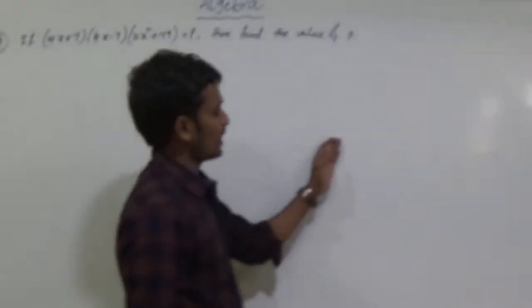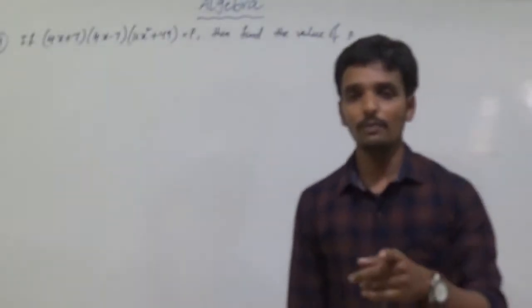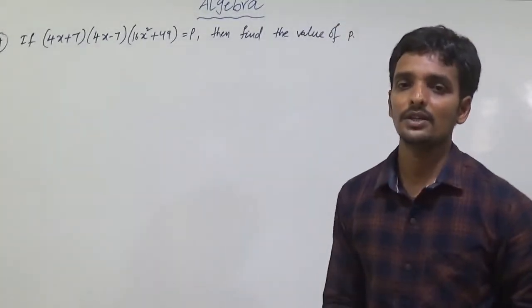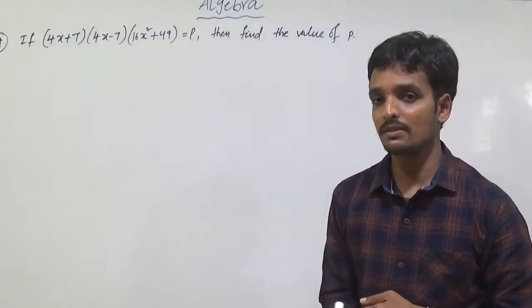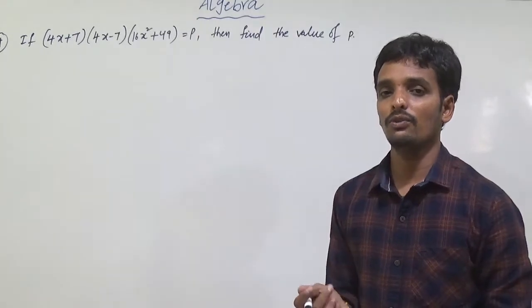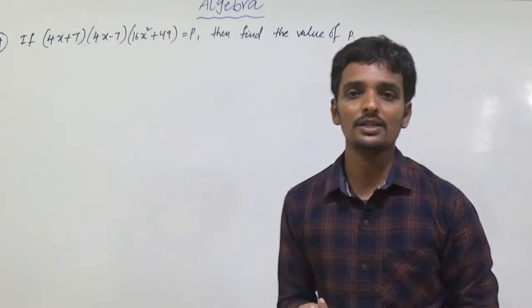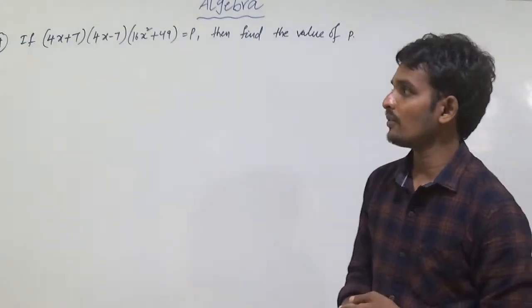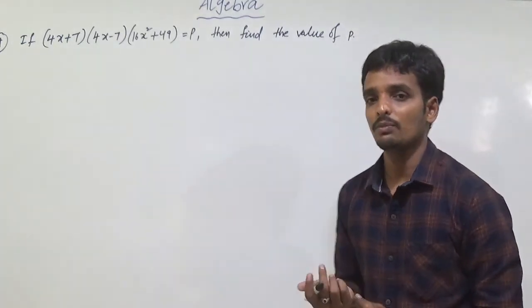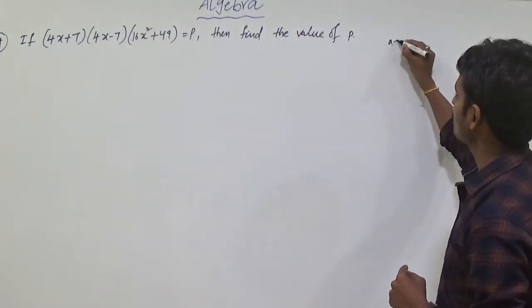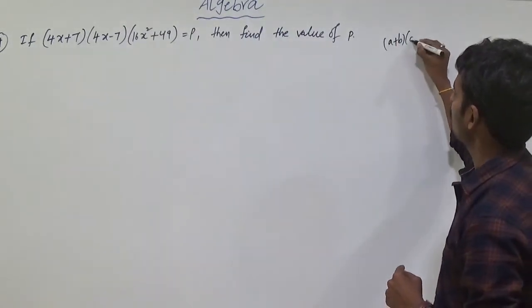I hope you already know some algebraic expression formulas. Do you know the a plus b whole square formula? That is a square plus b square plus 2ab. Do you know the formula of a minus b whole square? That is a square plus b square minus 2ab. Do you know the formula of a square minus b square? That means a plus b into a minus b.